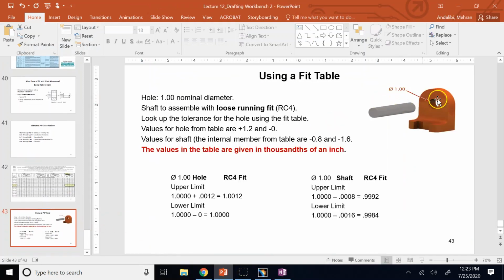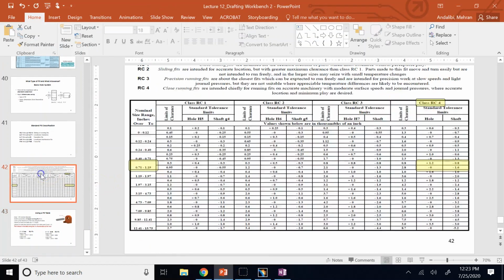So the nominal dimension is 1 inch and the class is RC4. So I go to this table. In this table, on the left column, you have a range for the nominal dimension in inches. So your number 1 will fit one of these ranges. In this case, it's between 0.71 and 1.19. So it's here. Then you move the dimension under the fitting class, which is RC4.